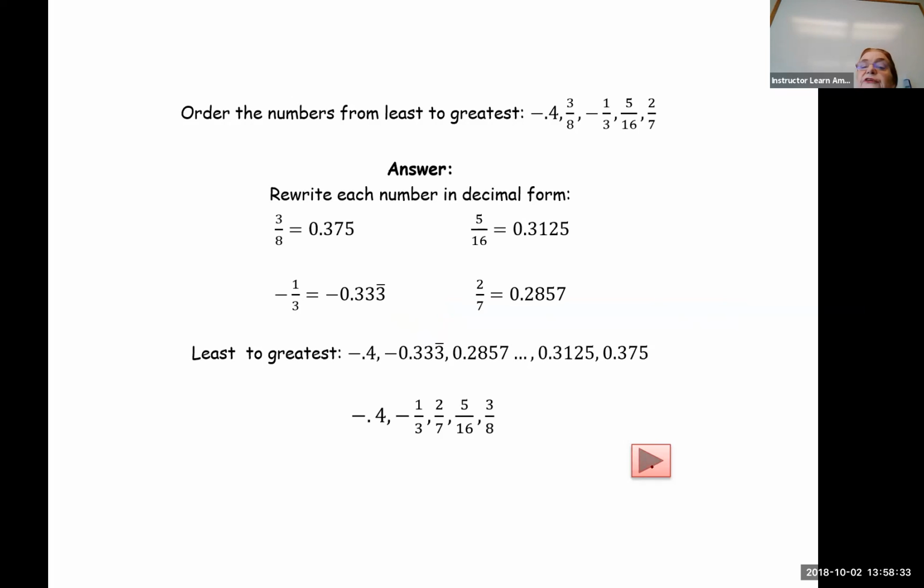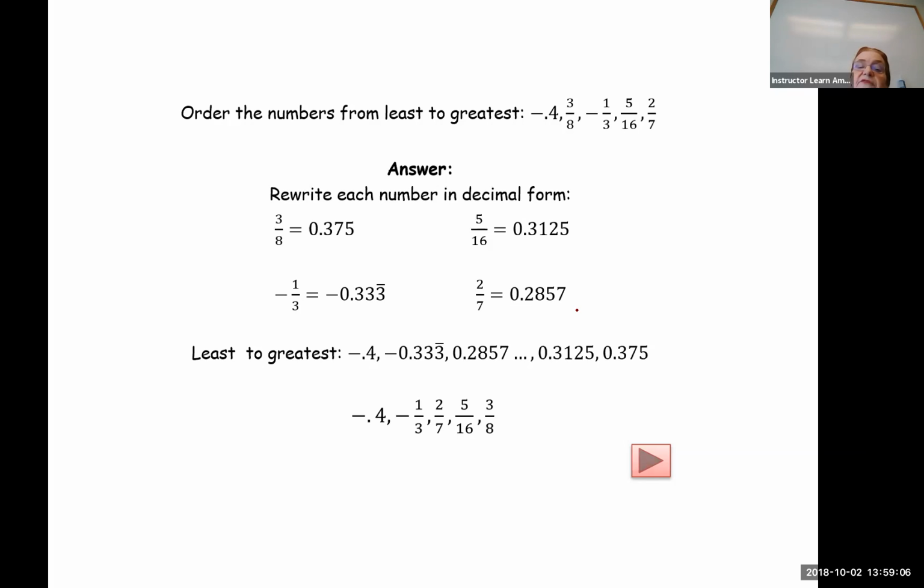Okay. In order to do this, the easiest way is to put the numbers into decimal format, because sometimes when you look at them, for example, how are you going to relate the 3/8 to the 2/7? But if you put everything in decimal form, everything is basically in the same format that could be compared easily. So if we write 3/8 in decimal form, we have 0.375, 5/16, 0.3125, negative 1/3 as negative 0.333, and notice this bar over here means that it's repeating, and 2/7, 0.2857.